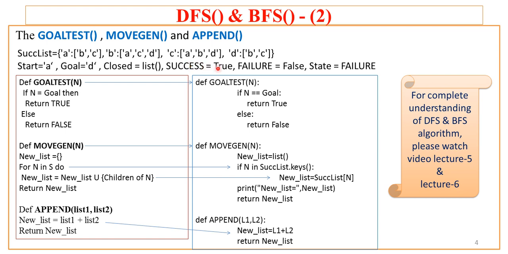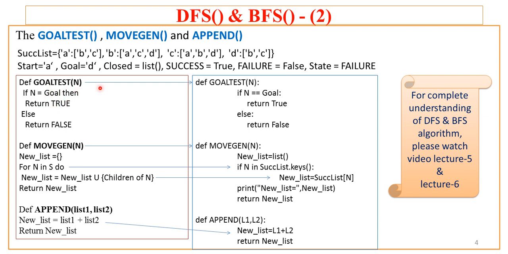Our algorithm also has two important state variables, that is success and failure, which are Boolean variables, and state is the variable which basically takes two states, either success or failure. Initially the state is failure, that means the state variable will tell us whether the goal node is found or not, whether we have reached the goal or not. Initially it is assumed that we have started with the initial start node, so state is failure.